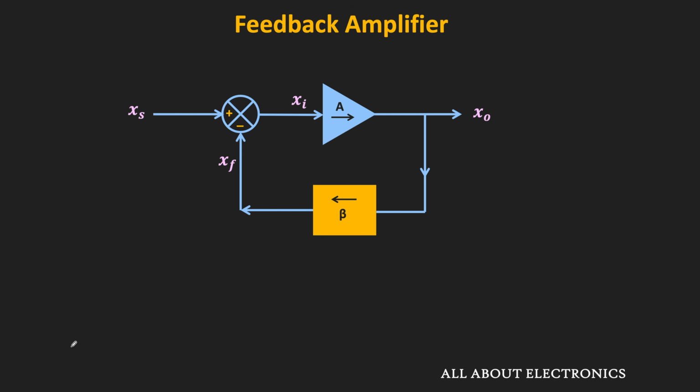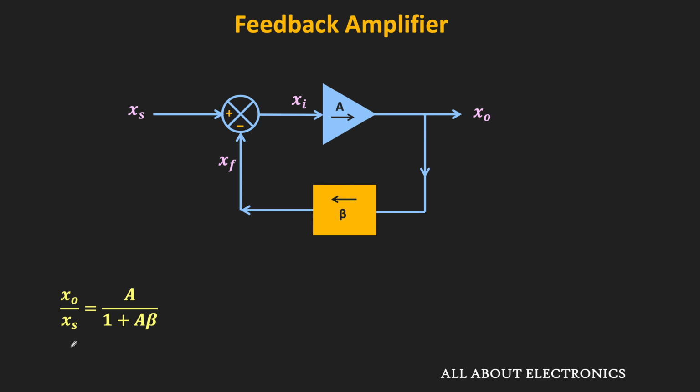So as we have discussed earlier, typically these feedback amplifiers are using negative feedback. So here, this A is the open loop gain of the amplifier and this beta is the feedback factor. And if you see the closed loop gain of this feedback amplifier, then it can be given as A divided by 1 plus A beta.